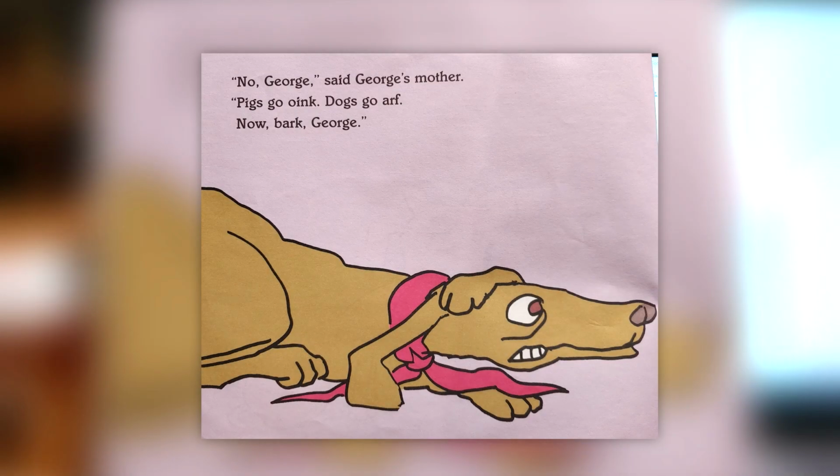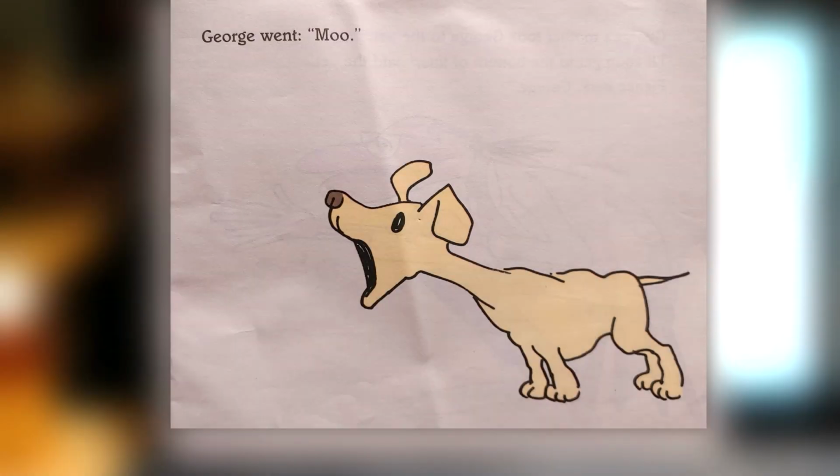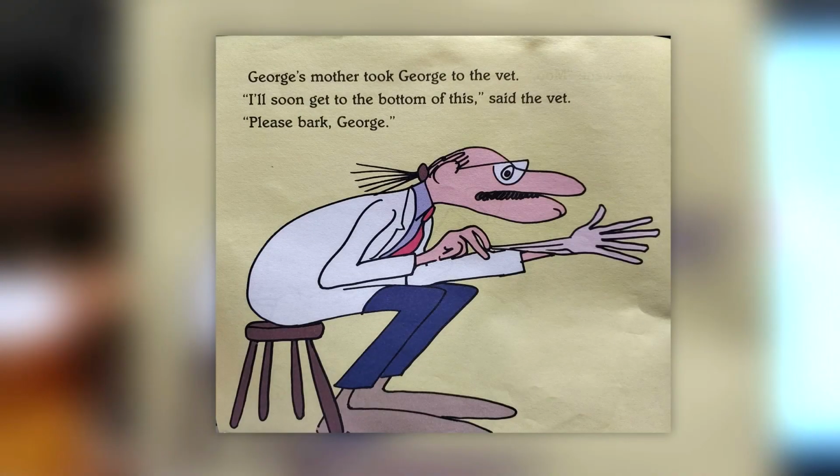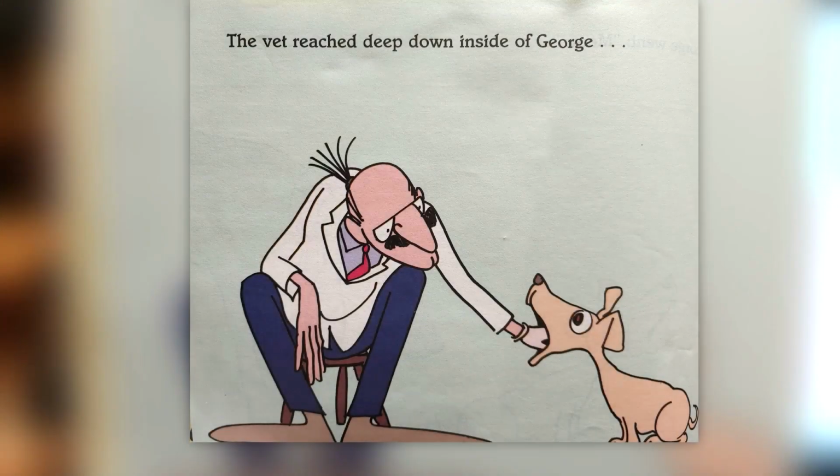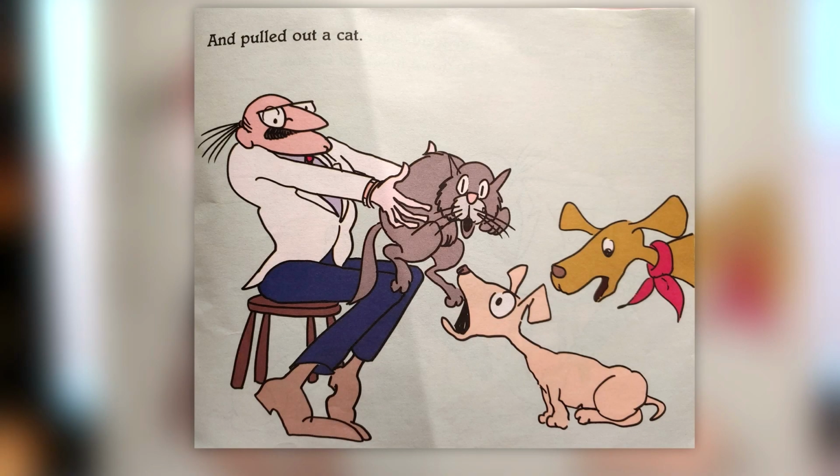"No, George," said George's mother. "Pigs go oink, oink, dogs go arf. Now bark, George." George went, "Moo." George's mother took George to the vet. "I'll soon get to the bottom of this," said the vet. "Please bark, George." George went, "Meow." The vet reached deep down inside of George and pulled out a cat.